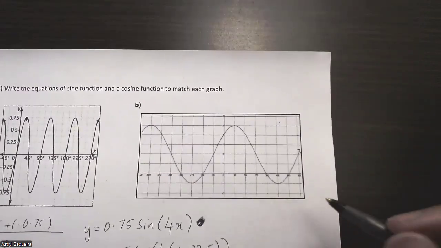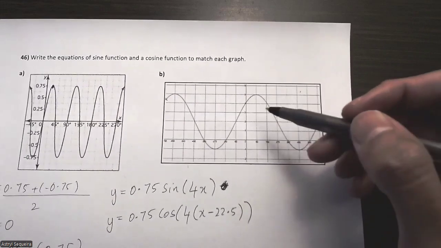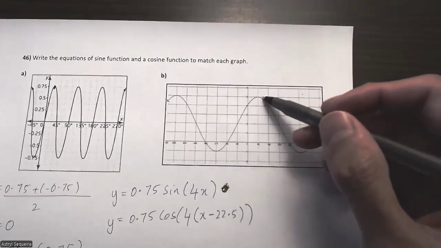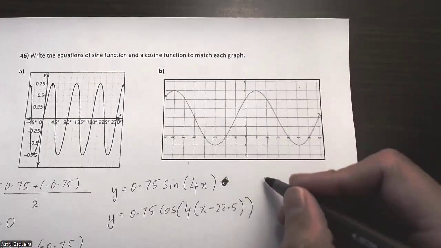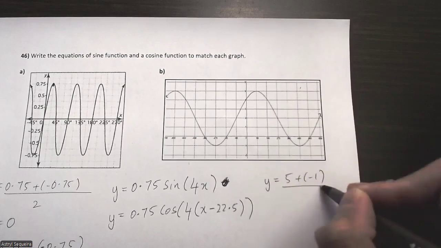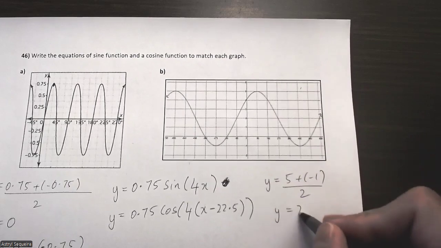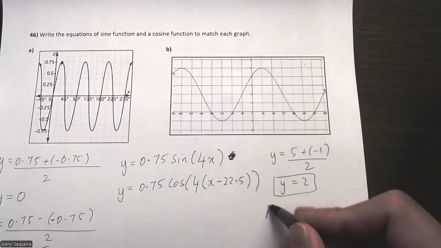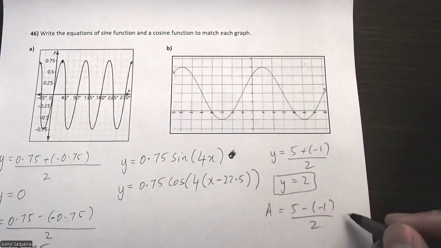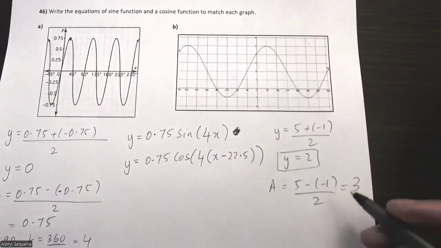Let's try part B over here. Max is 5, min is -1. So equation of axis is 5 plus -1 over 2, which is just 2. Amplitude equals 5 minus -1 over 2, which is 3.